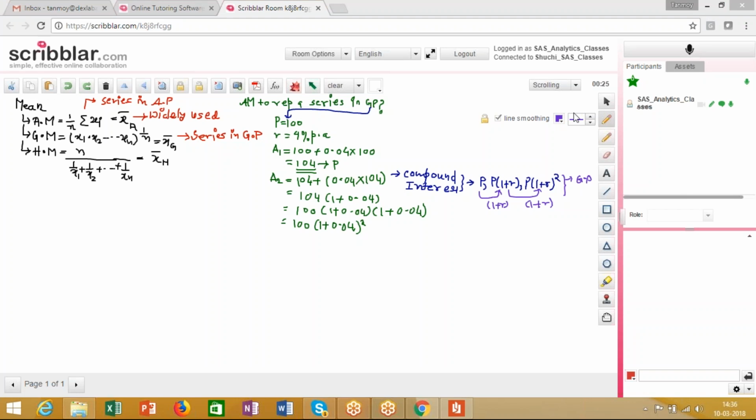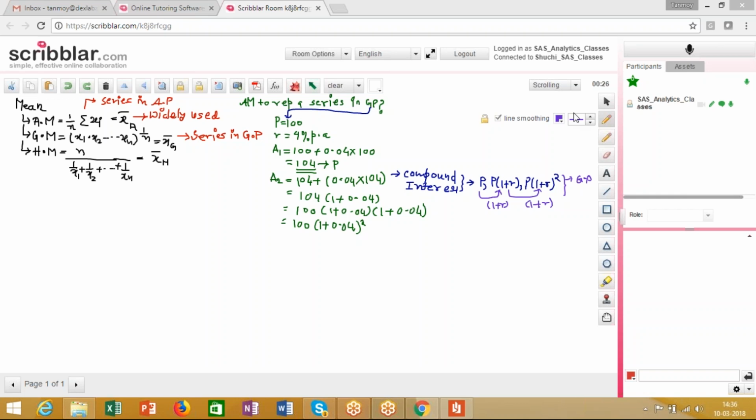Great. So now the question that comes up is that I have said that if a series is in a GP, the mean that I will compute would be a geometric mean. Now the question is, why is it that I will use a geometric mean? Why not an arithmetic mean? If a series is in a geometric progression, why is it not correct to calculate an arithmetic mean? So this is the reason.